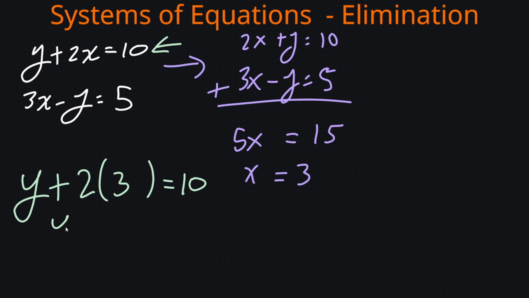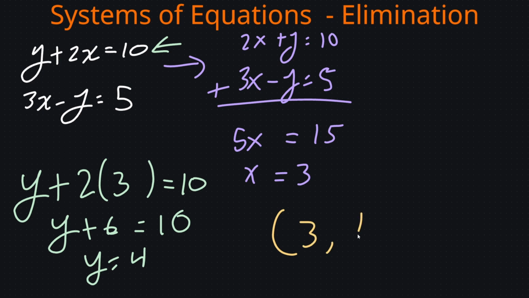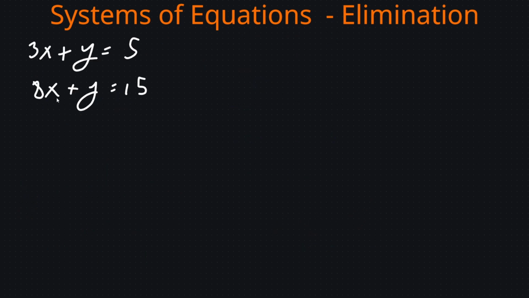Now I solve for y. This is y plus 6 is equal to 10. Get rid of the 6. Y is equal to minus 6 on both sides, positive 4. So my solution is going to be the coordinate 3, 4. X is 3, y is 4. Let's try another.